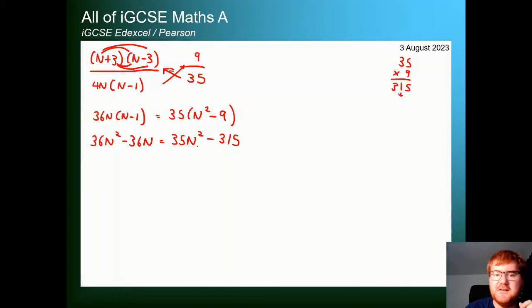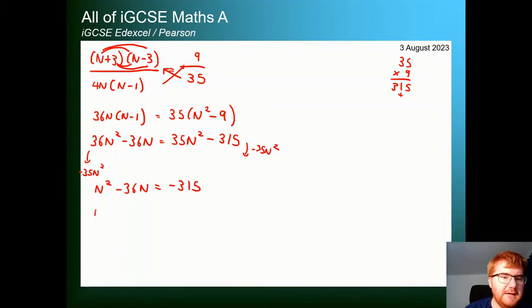So we're going to minus 35n squared from both sides. This hopefully will give us a quadratic we can work with. So we get 36n squared minus 35n squared. It's just n squared. Minus 36n is equal to minus 315. Add on 315 on both sides. And then we get this quadratic here. Okay, so now we have to look at how to solve this.